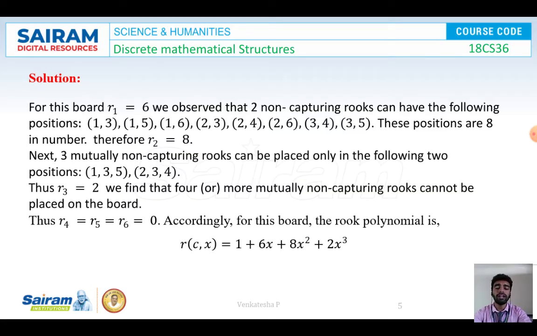Always we have to note that the value of R4, R5, R6 onwards will always be 0 for a 3 cross 3 board. So now I will be incorporating all these values in the Rook polynomial main equation. In the place of R1 I will be replacing 6, in the place of R2 I will be putting 8, in the place of R3 I will be replacing 8. So 2. I will be getting R(x) is equal to 1 plus 6x plus 8x square plus 2x cube is the required Rook polynomial for the given board.